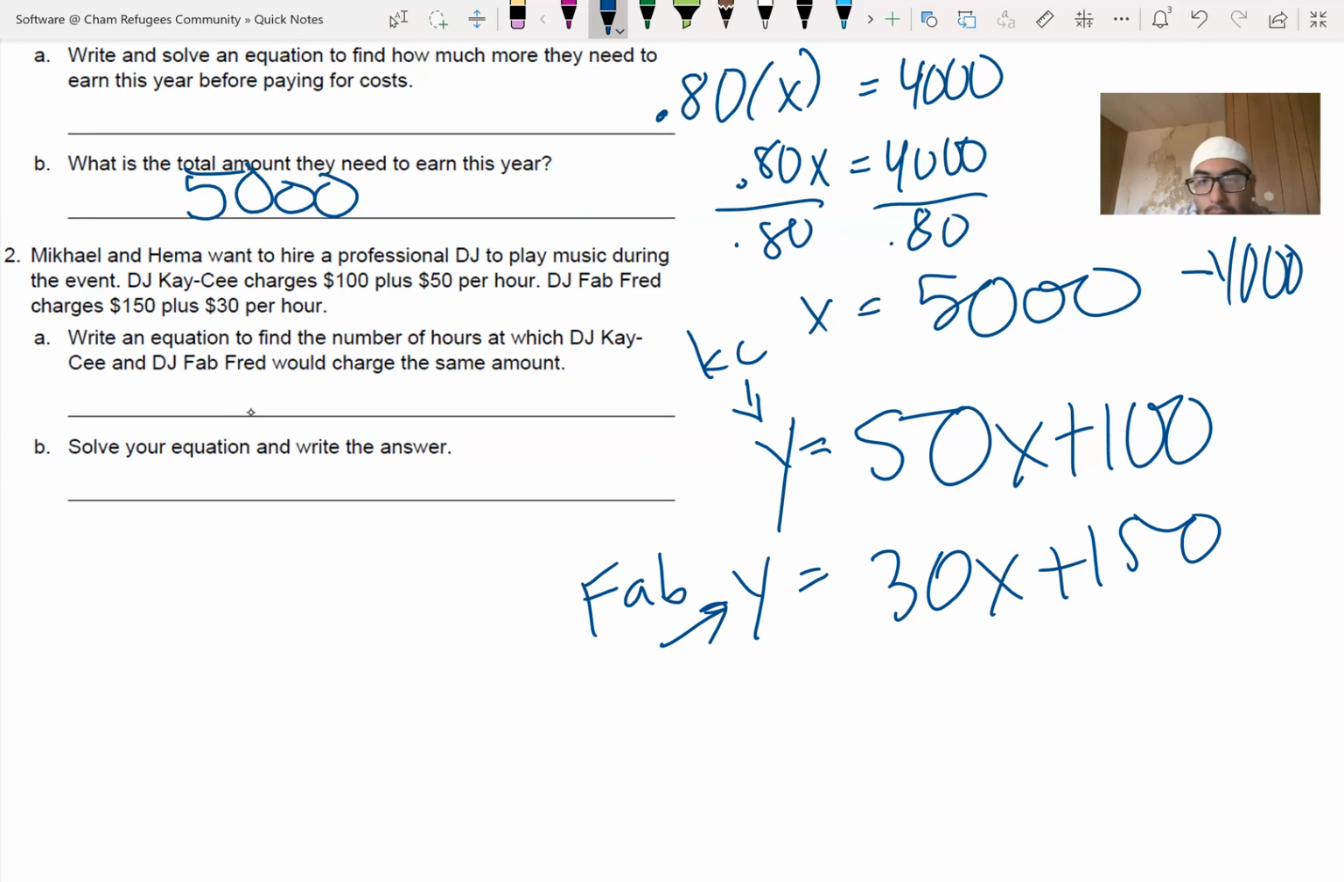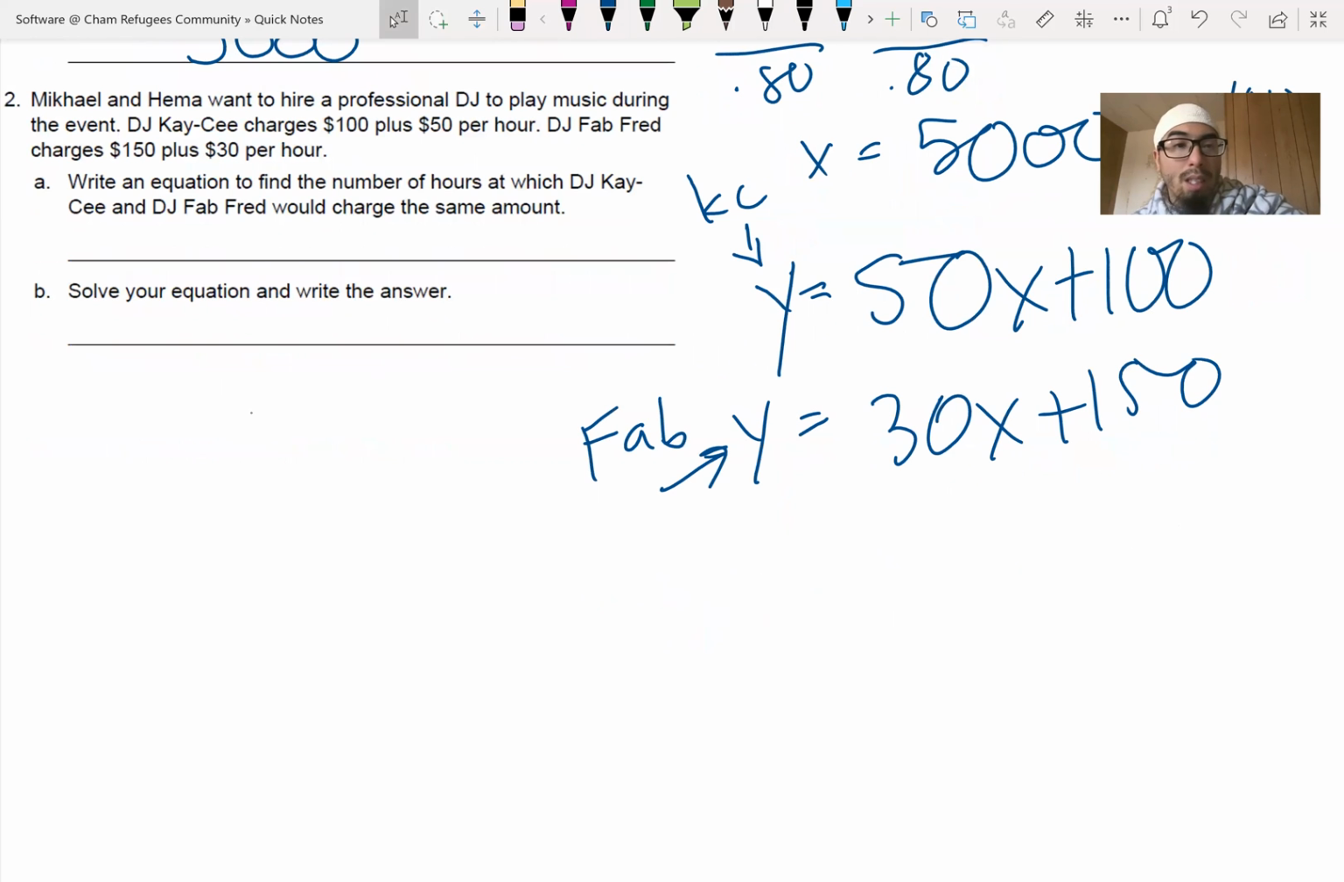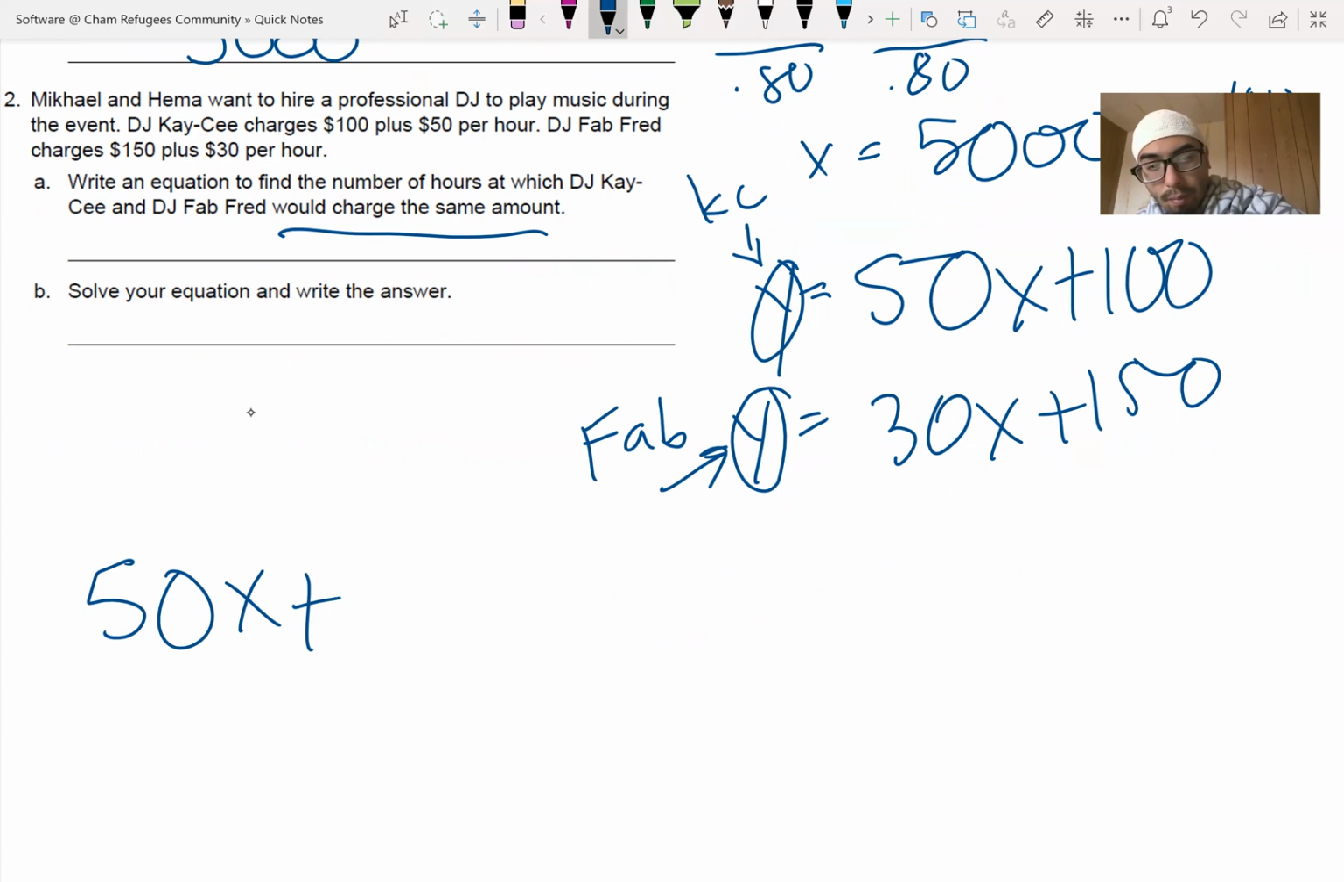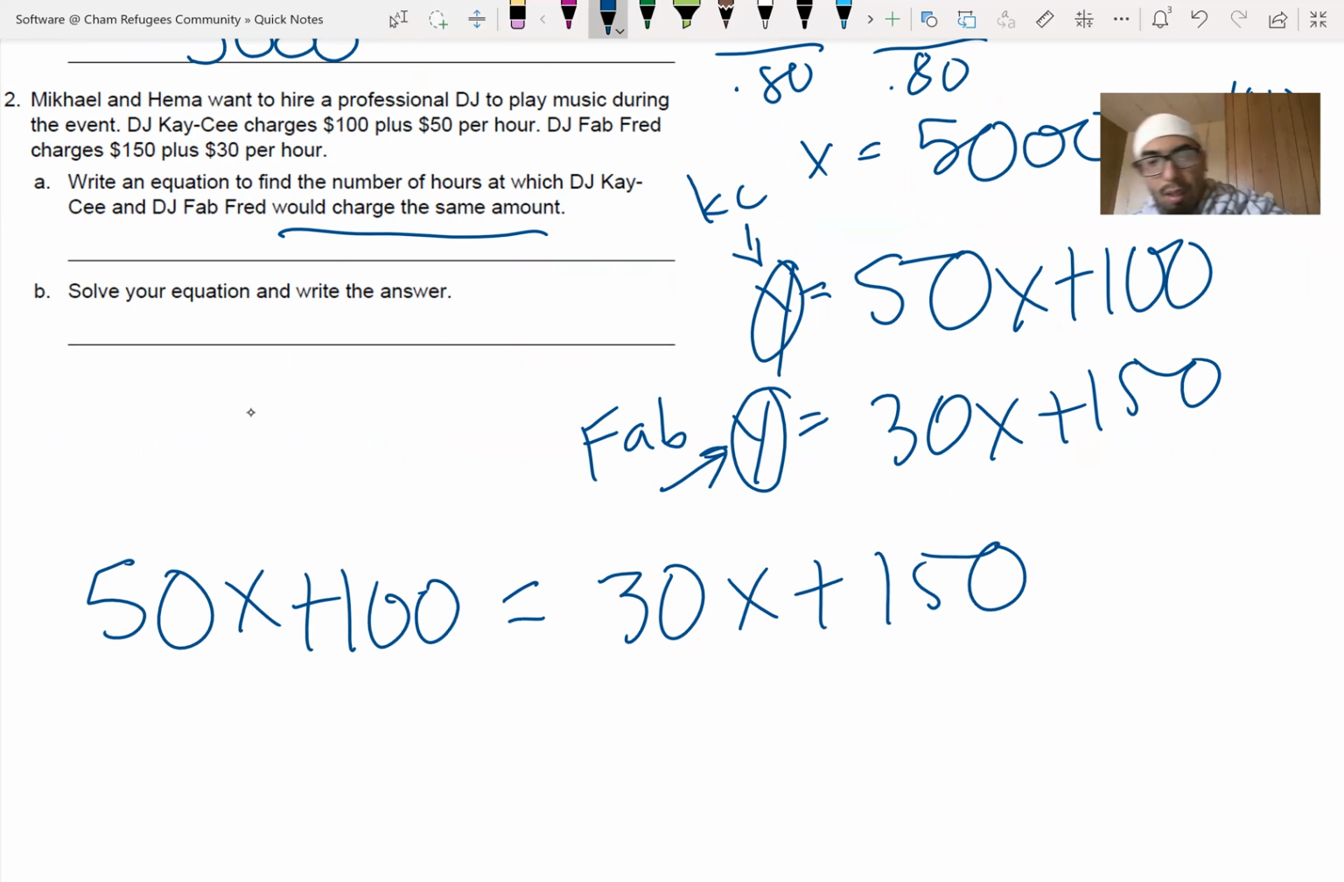So my computer's kind of lagging right now. I don't know why. So all we're gonna do is just set it equal to each other to solve for it. Because it says when would they charge the same amount? So this is the amount they charge, this is the amount he charges, and we could use substitution, right? We're gonna set them equal to each other. So we say 50x is equal to 30x plus 150.